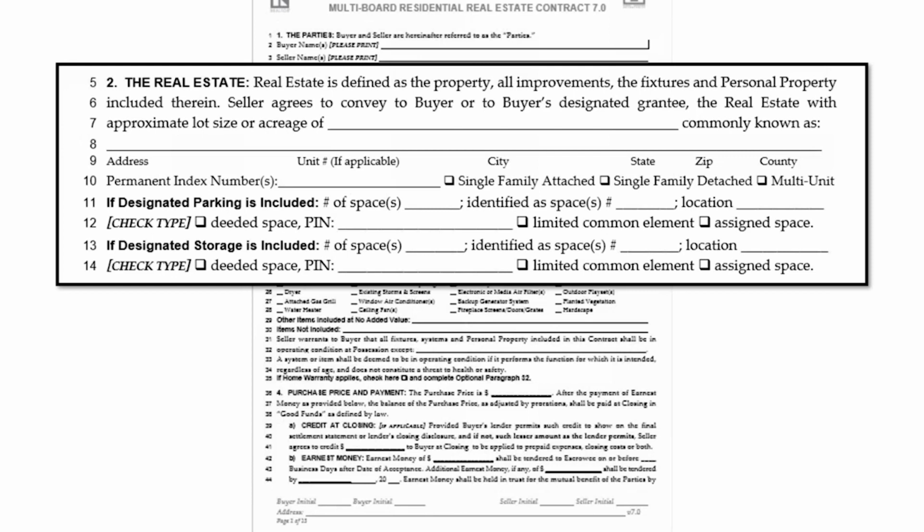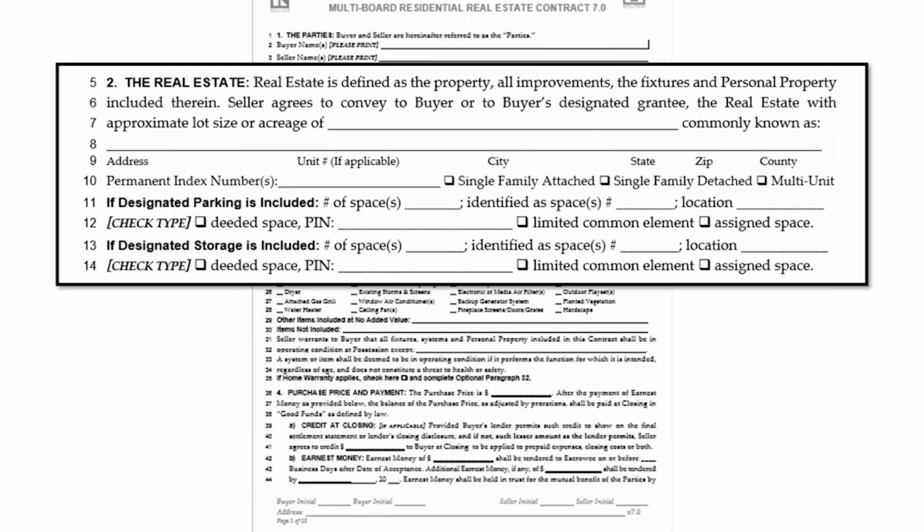The permanent index number or numbers, some of the properties have more than one PIN. You're going to want to put them both in there if that be the case. Most properties have just one PIN. That is also in the MLS, so you can get it from there. You'll then check to say whether this is a single family attached or detached or a multi-unit building. This is so that everybody knows what other documents we may be looking for in this transaction.